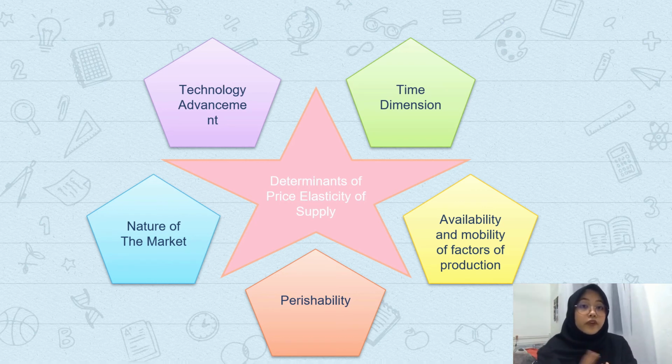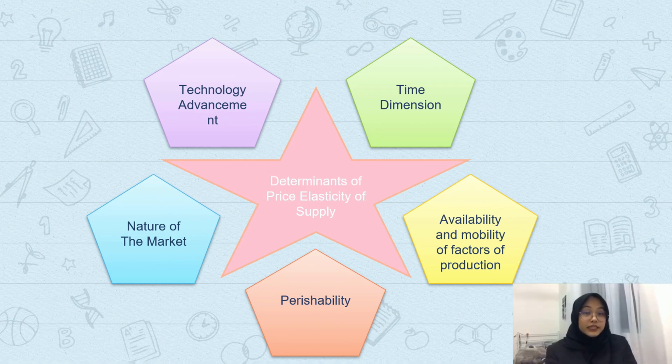And the third one, we have availability and mobility of factors of production. When factors of production such as land, labor, or capital are available and can easily be moved from one occupation to another, supply tends to be more elastic. And then we have nature of market. When a product can be sold in a different market, supply becomes more elastic. This is because a price fall in one market can be a good thing for another market.